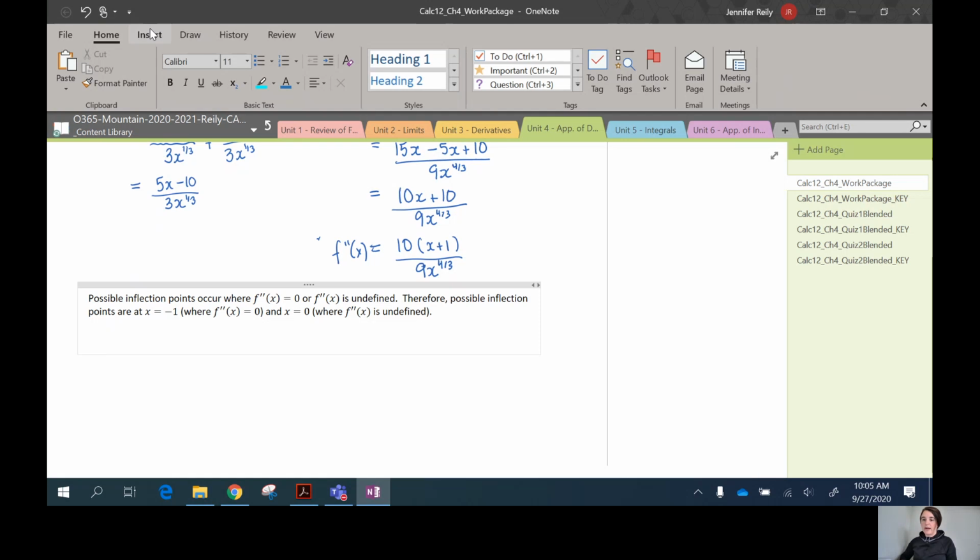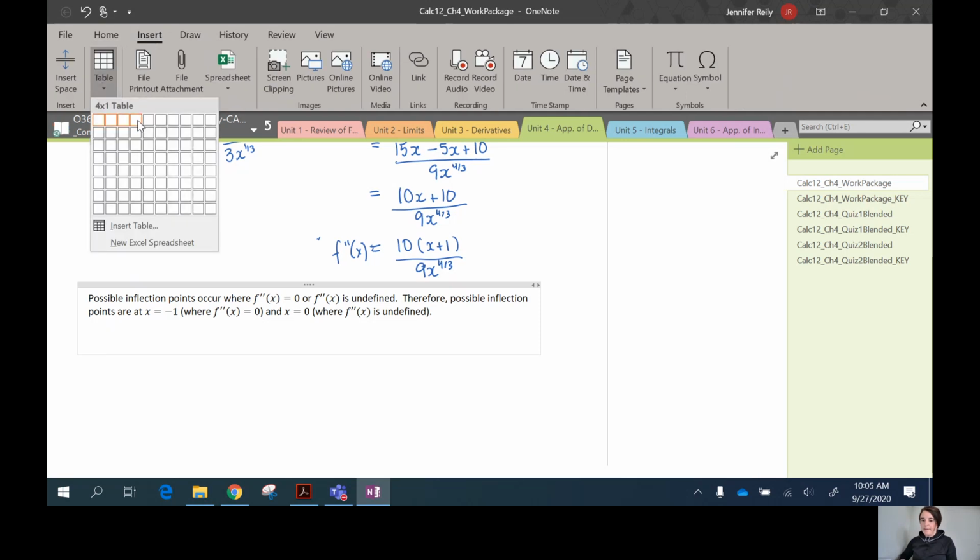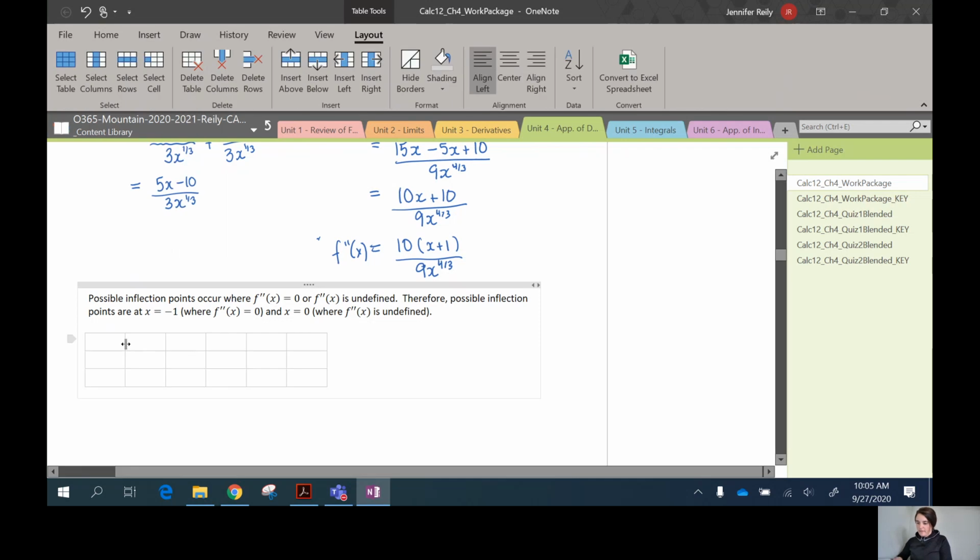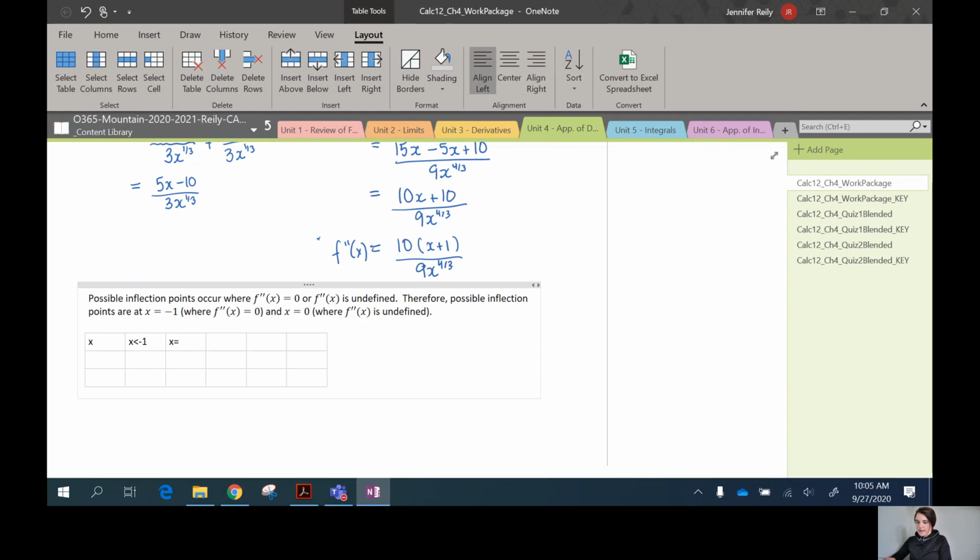So we're going to make that little table like we did before. I'm going to make it 6 by 3. So these are going to be my x values. So x is less than -1, x equals -1, -1 less than x less than 0, x equals 0, x is greater than 0.